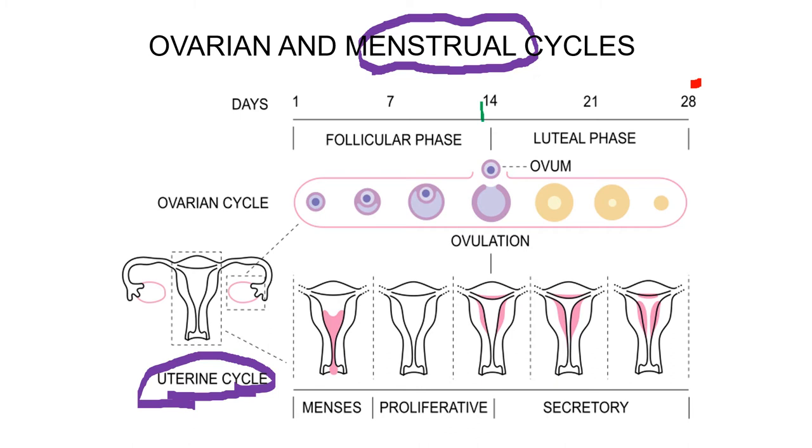We have three phases as well with the menstrual uterine cycle. And you can see the three phases at the bottom here. We have what we call menses. This is the actual active bleeding of the uterus into the vaginal canal, and it comes out of the body. And then we have the proliferative phase, and then we have the secretory phase. All right, let's talk about the time frame for all of these.